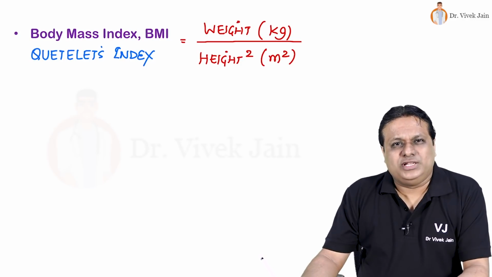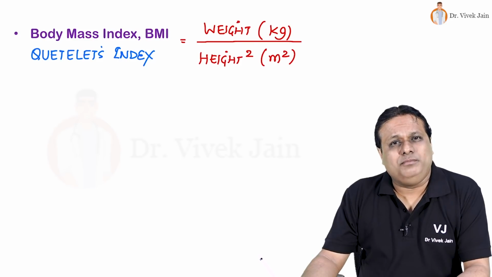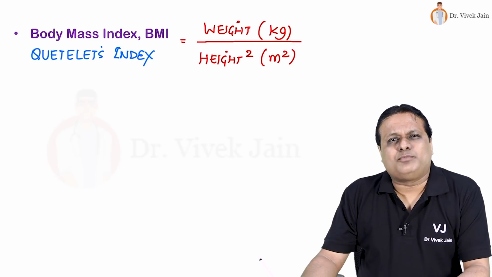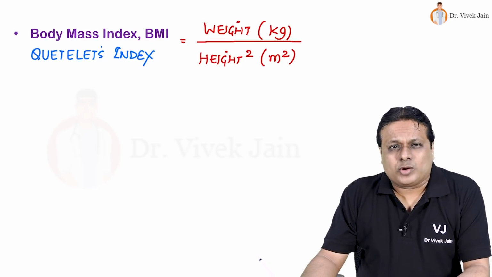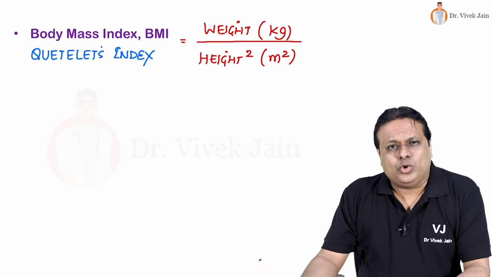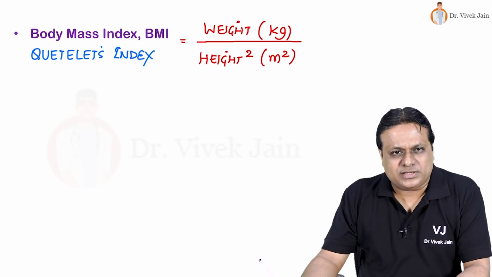For global population, 18.5 to 25 is taken as normal BMI, 25 to 30 is pre-obese or overweight, 30 and above BMI is obesity, below 18.5 is underweight. For the Indian population, below 18.5 is again underweight, but normal is 18.5 to 23, pre-obese or overweight is 23 to 25, and obesity is above 25 BMI for the Indian population.